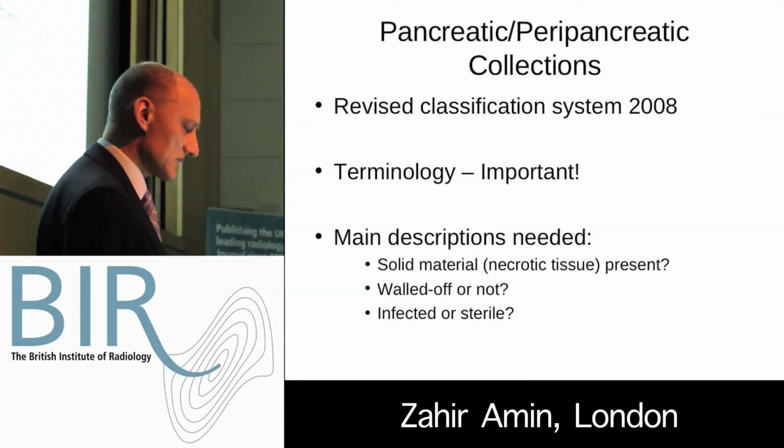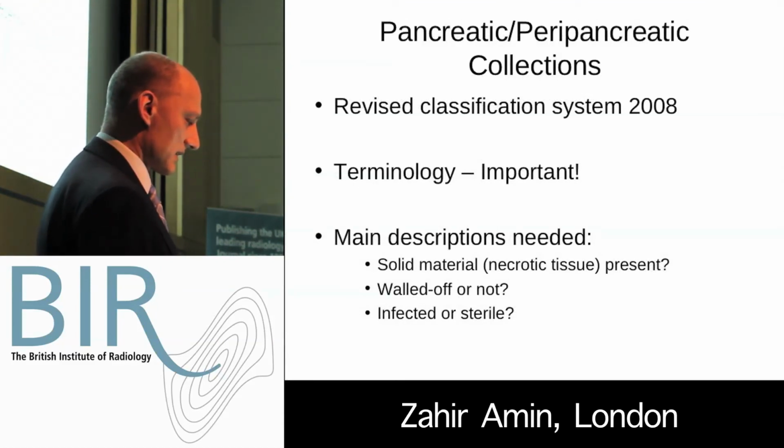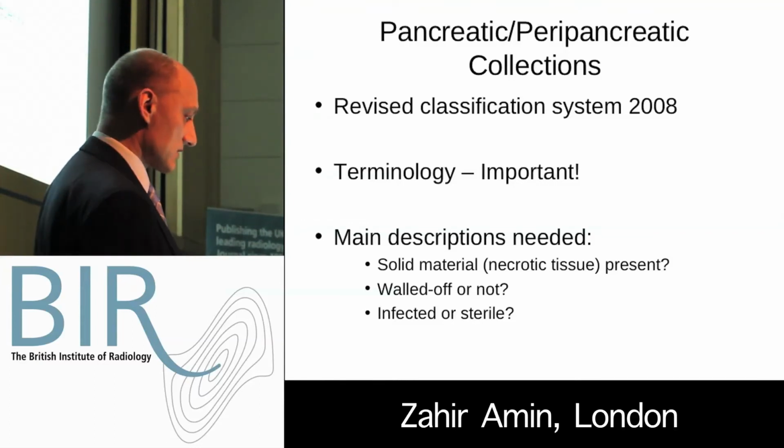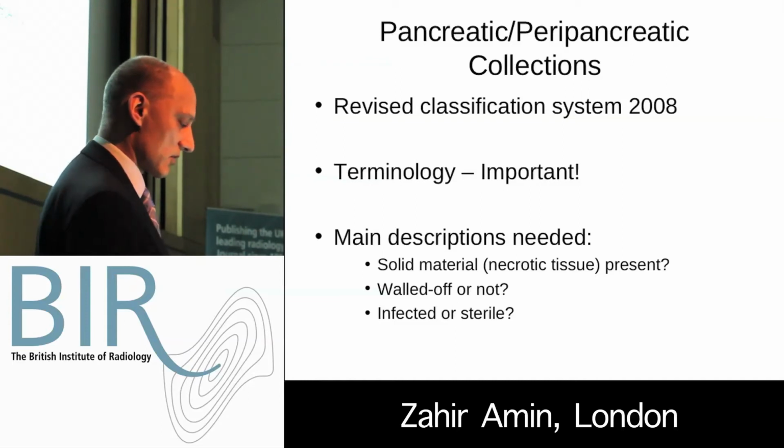So, looking at the terminology, with the new system of classification, when you look at CT, the main description needed is to decide whether there's any solid material within the collection, solid material indicating necrosis, either fat necrosis or pancreatic necrosis. Is the collection walled off or not, and is it infected or sterile?